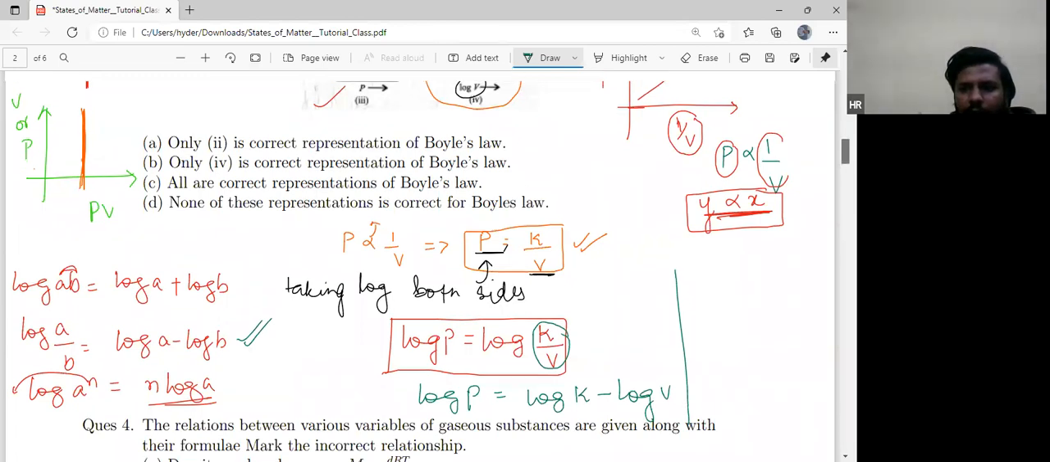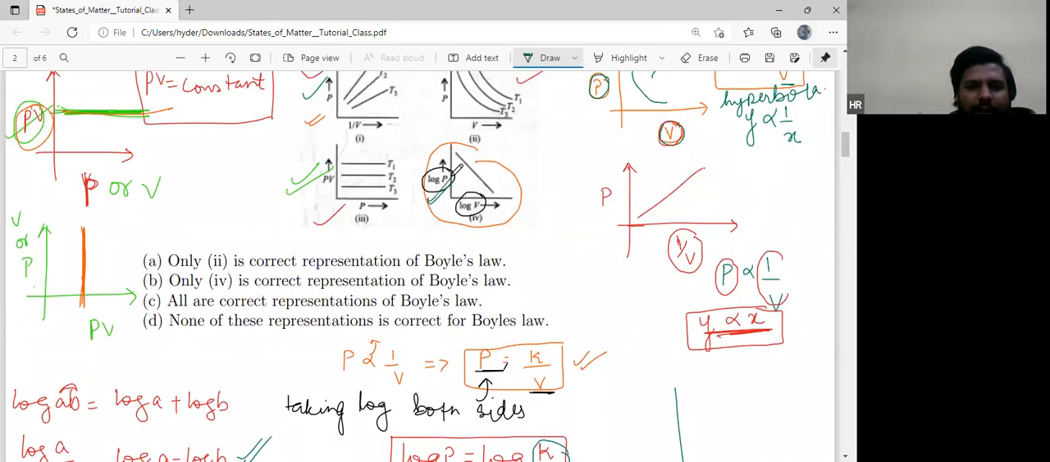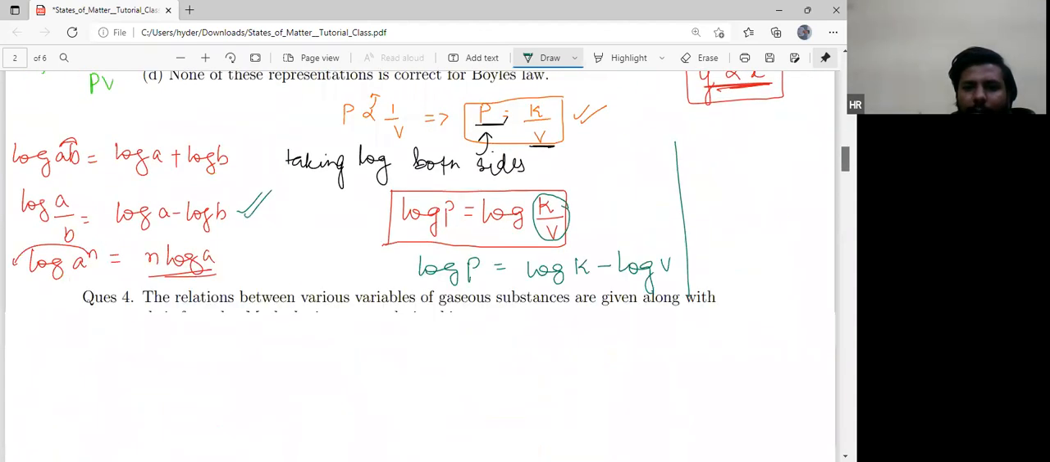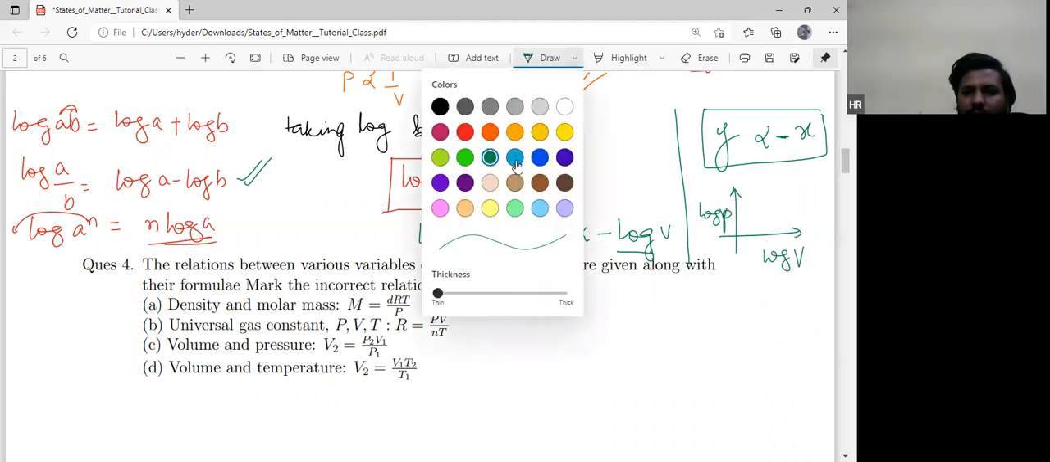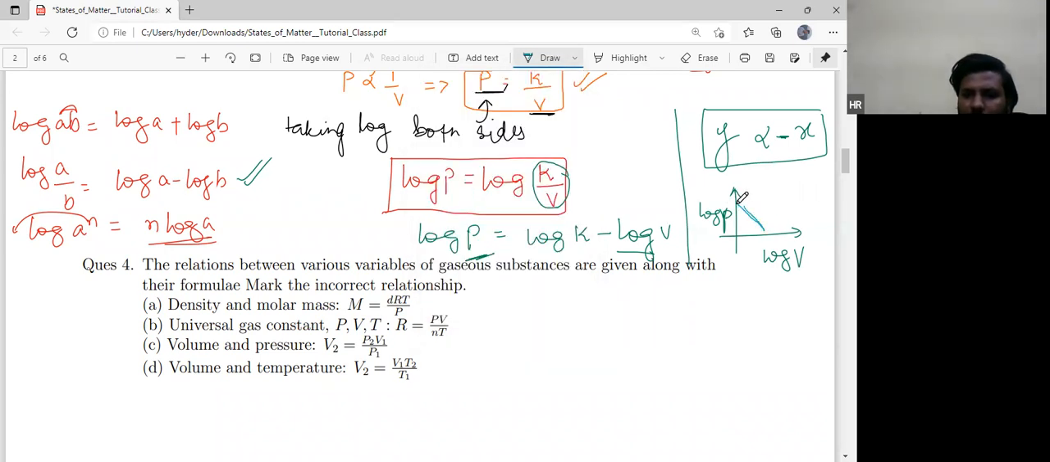Yes, sir. Now see, on the y-axis it is log P, on the x-axis it is log V. So you can write log P as y and log V as x. And before log V there is a minus. That means y is directly proportional to x, but here it is negative. So for the graph of log P versus log V, if the value is negative, the graph will be a straight line, but downward. If positive, then the graph will be like this.